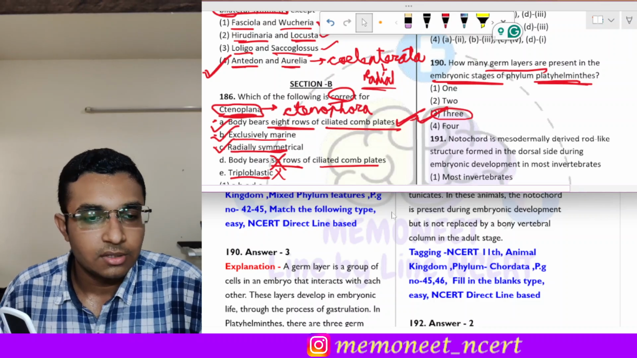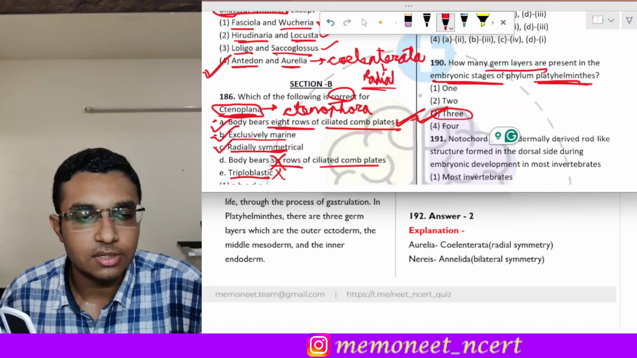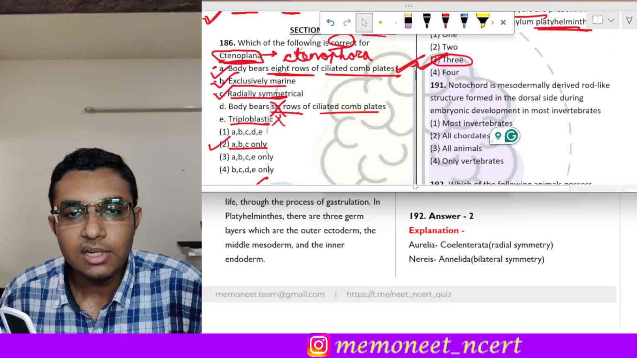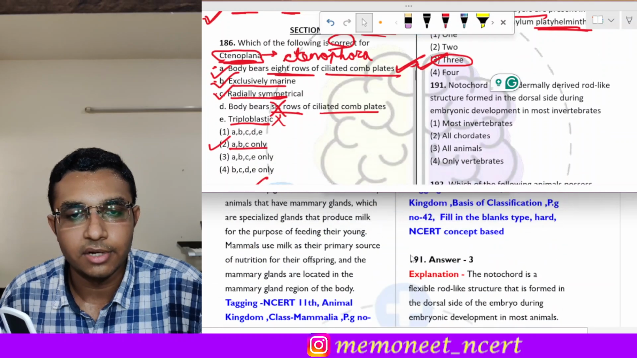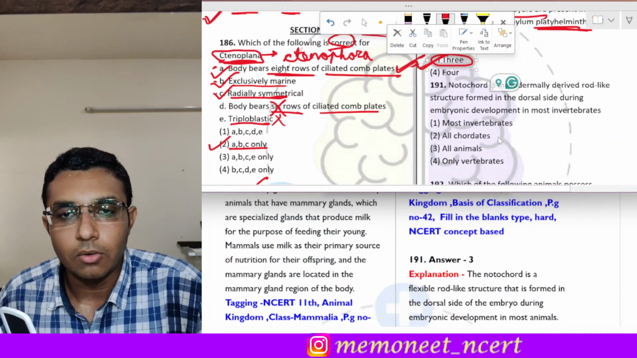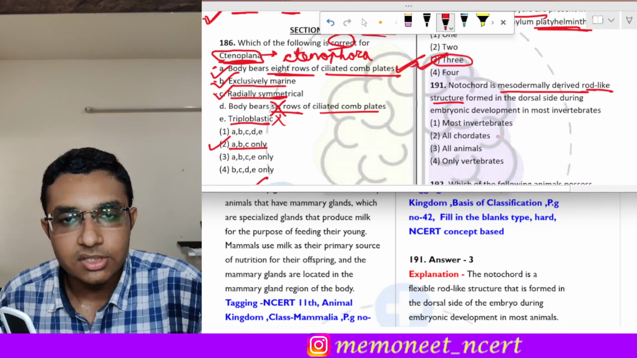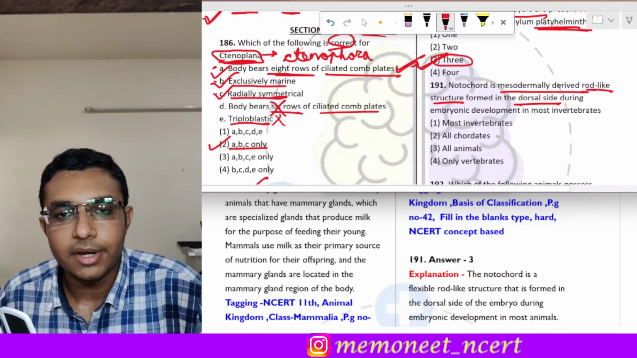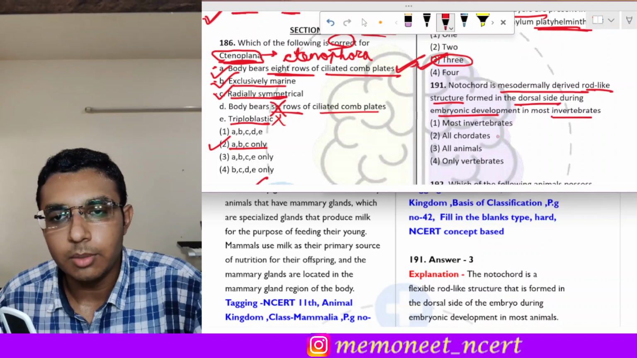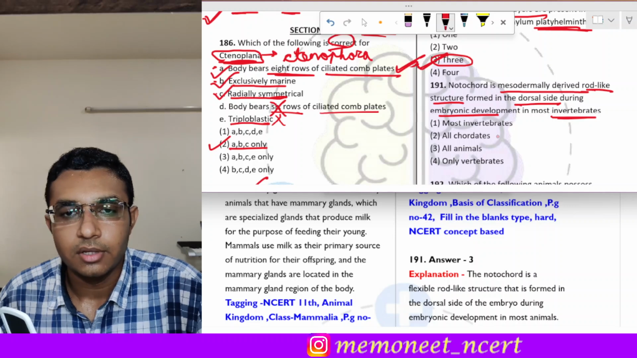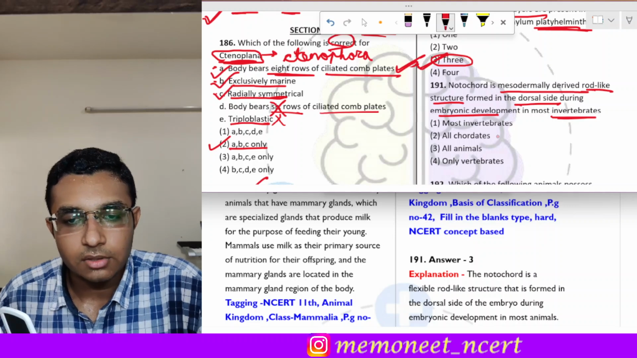Okay, so the correct answer of this question is option 3. The next question is question 191. It states that the notochord is a mesodermally derived rod-like structure formed in the dorsal side during embryonic development in most invertebrates. Okay, so is this correct? So no, that is incorrect.